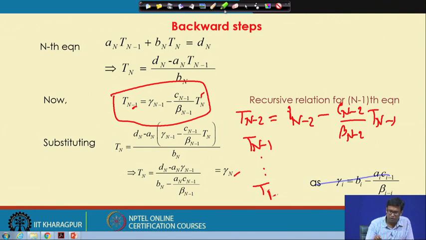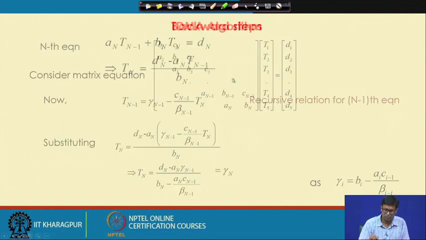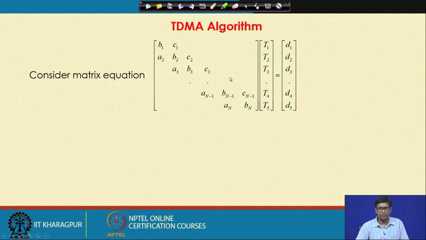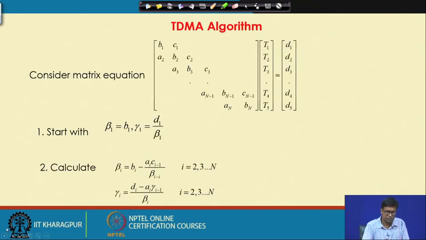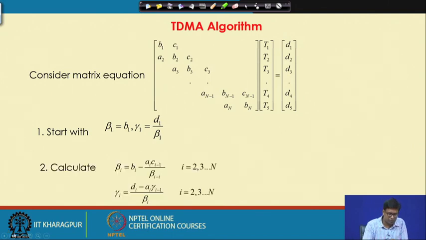So, now if we can summarize this algorithm, this will be probably of more help. We looked into the derivation of the algorithm. If we can summarize it in the form of the algorithm, this is the matrix equation, which is a tridiagonal matrix equation on which we are applying TDMA. We will start with beta 1 equal to B 1, gamma 1 equal to D 1 by beta 1. We will calculate beta and gamma for all other points, 2 to n, using the recursive relationship.